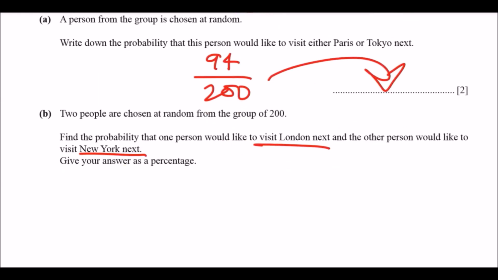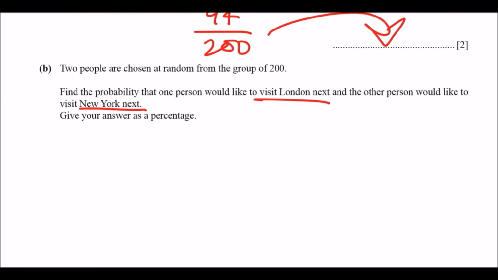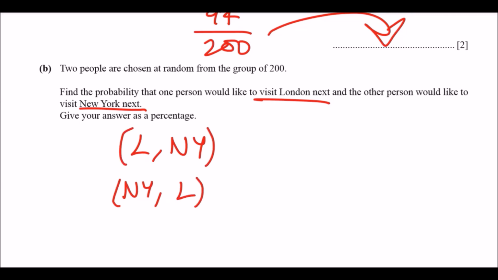Now, if you want to visit London and New York, it doesn't specify the order. So this means one of the people can go to London and the other could go to New York, or one can go to New York and the other go to London. So the way this functions is that we always have to think of this as 2 separate probabilities, in any order. So you have to write out both orders. Now, all you have to do is work out the probability of them going to London first.